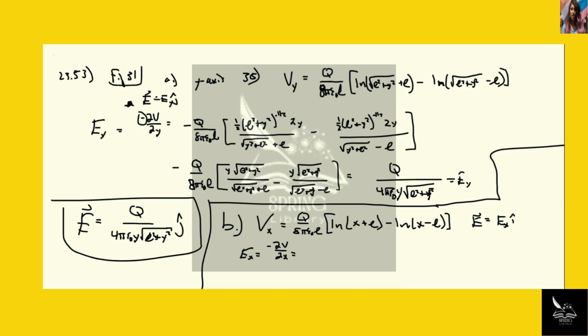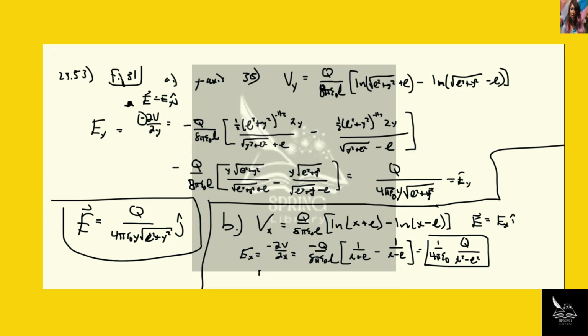So let's just differentiate. We have negative Q over 8 pi epsilon naught L. The derivative of ln of x plus L is just 1 over x plus L, and then for x minus L it's that. Cool. Let's now combine like terms, and this becomes 1 over 4 pi epsilon naught Q over x squared minus L squared. Awesome. This one was a lot easier.